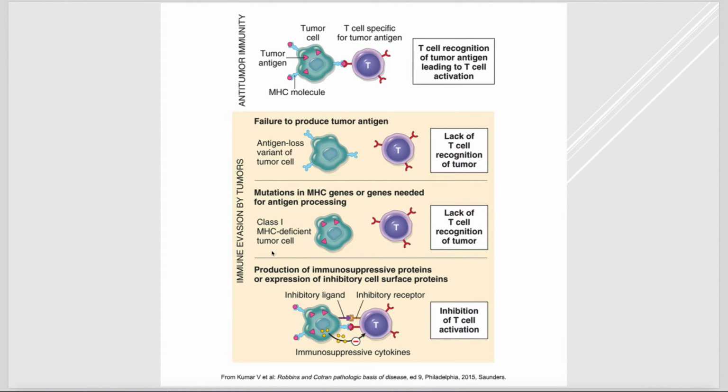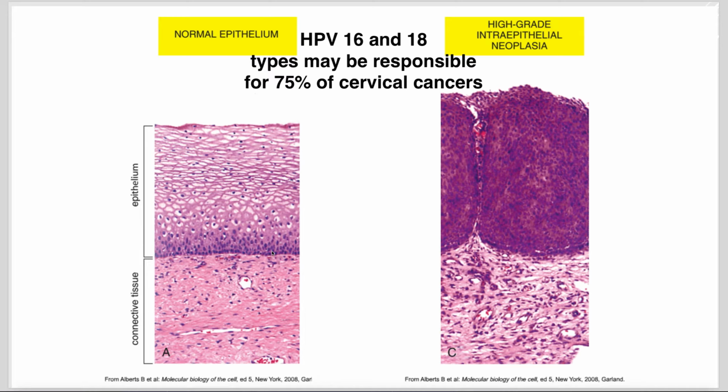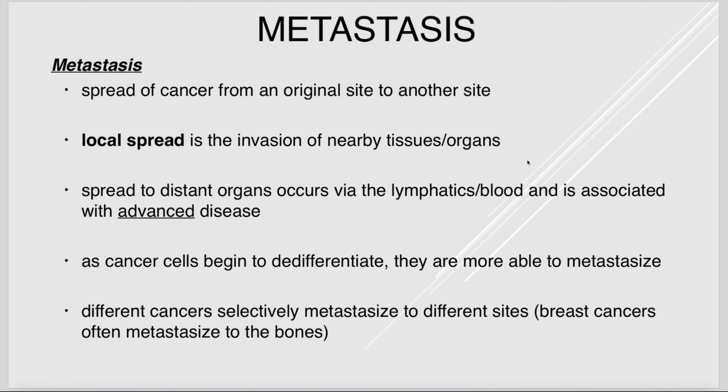So this is just another little picture showing how the immune system kind of works when it comes to tumors and cancer. So this is clearly a significant type of cancer here. And HPV strains 16 and 18 are the most commonly implicated strains when it comes to cervical cancer. You don't need to worry about that, though.